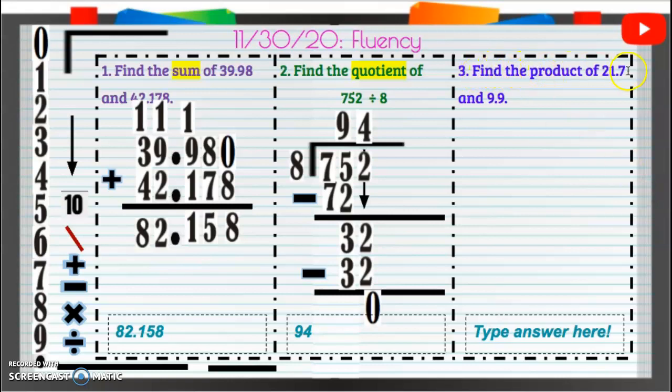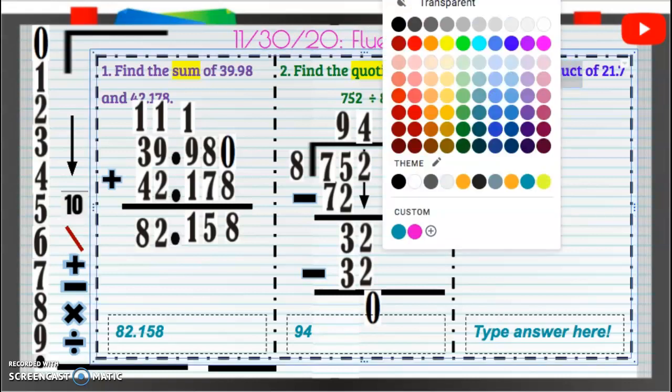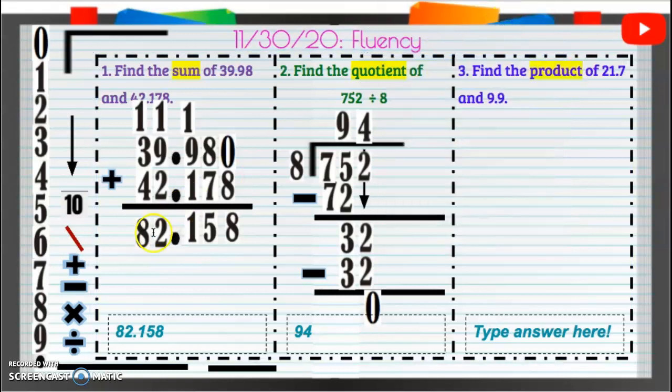Find the product of 21 and 7/10 and 9 and 9/10. Product. That means, yes, we are going to multiply. Now, when I'm multiplying decimals, do I have to line them up? No, we're going to line them up to the right. So, 21 and 7/10 times, or in this case, yes, they do line up, but you don't have to line them up, times 9 and 9/10.